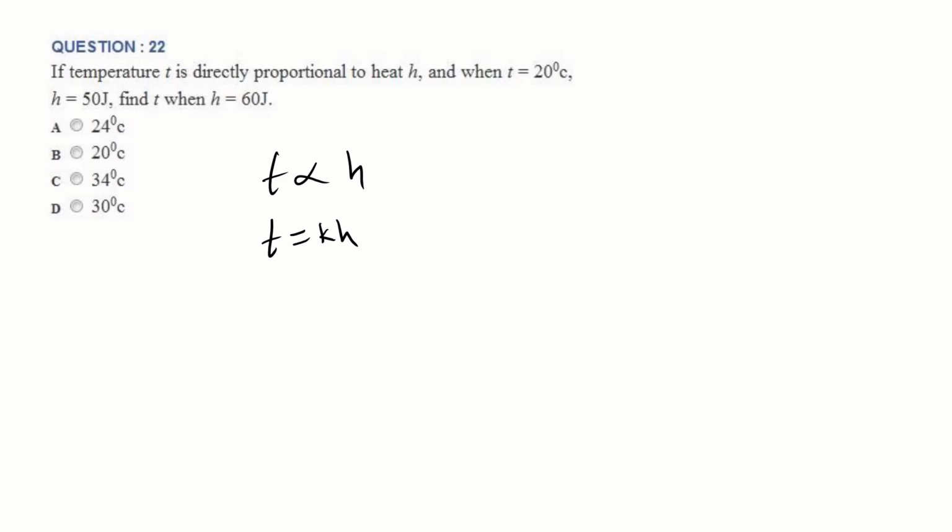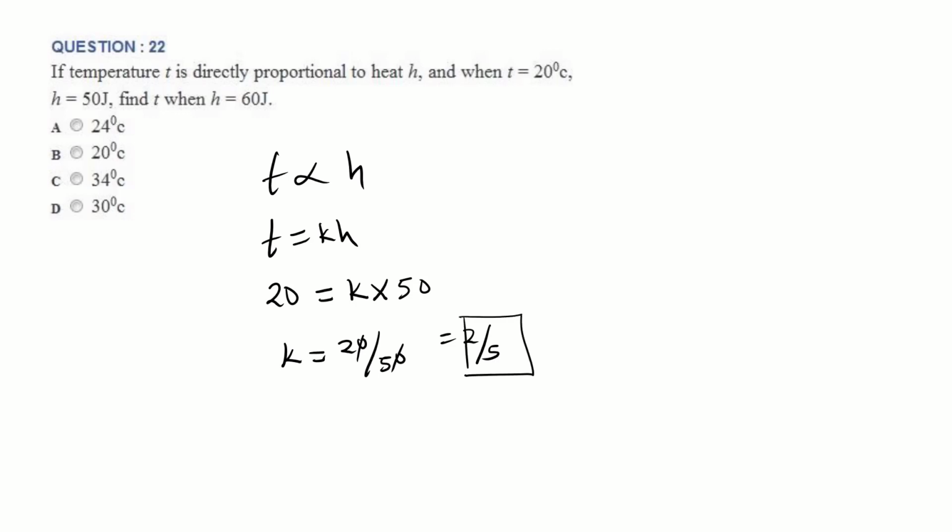And then they said when T equals 20 degrees Celsius, H equals 50. So our T equals 20, K multiplied by H, which is 50. Then here we can find K, which is 20 over 50, and this is 2 over 5. That's our constant of variation, 2 over 5.